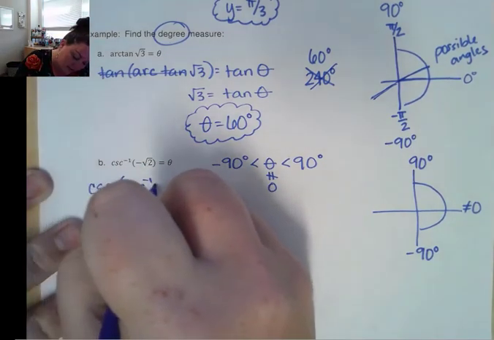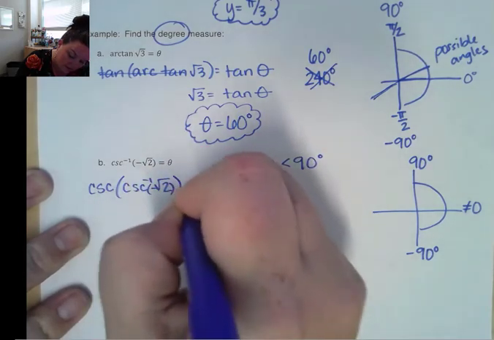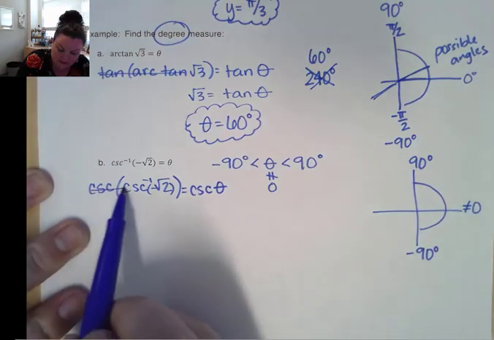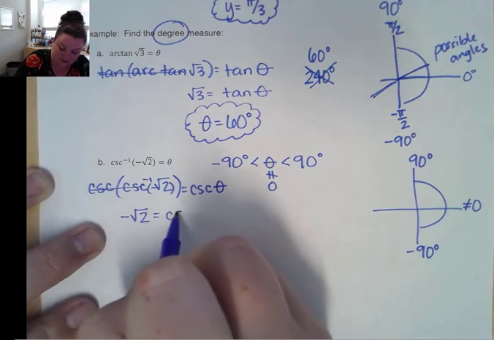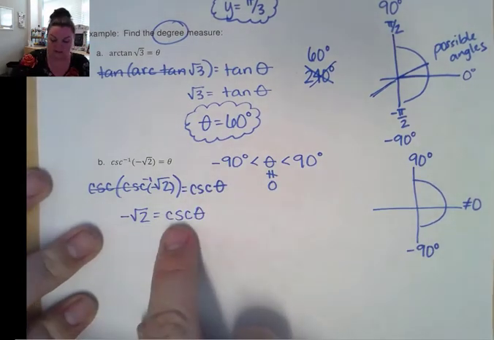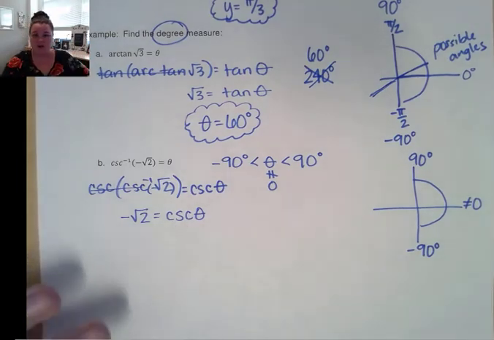So cosecant evaluated at cosecant inverse square root of 2, negative square root of 2, is equal to cosecant theta. So our cosecant and cosecant inverse cancel. So I have negative square root of 2 is equal to cosecant theta. Now, here, normally what we would do is we would change this into sine so that we could then look it up on our unit circle.